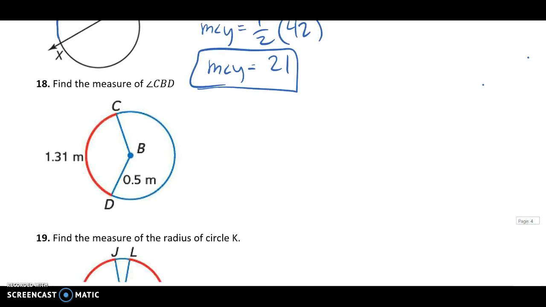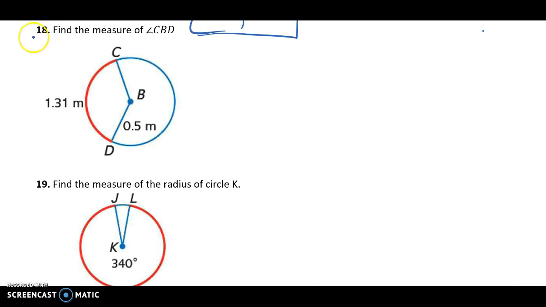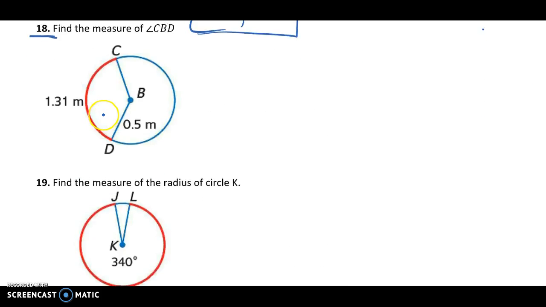All right, so I'm going to stop right there. We'll pick up with number 18 on part 4 of the CBA review, and we'll probably rock out the rest of it. All right.